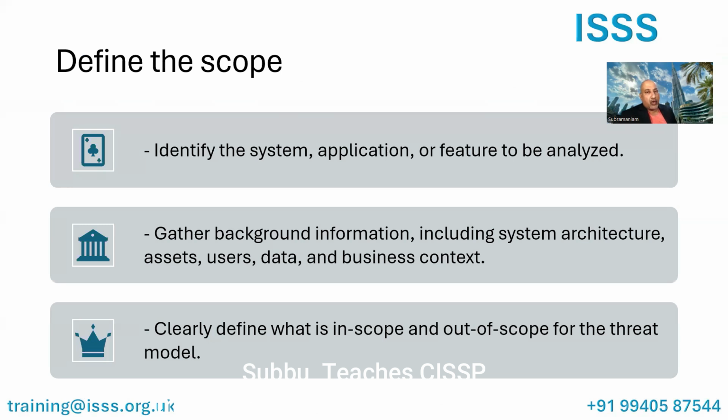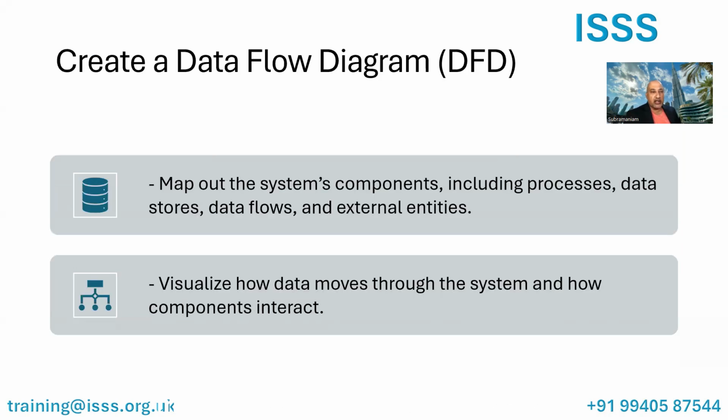So first thing is defining the scope, the scope of analysis. Usually it's like a card data environment, where the personal data is in transit, personal data is in use, and personal data is at rest. Or rather, sensitive data is in use, sensitive data is at rest, and sensitive data is in transit. So that comes under the scope. Gather the background information: system architecture, security architecture, assets, who are the users accessing it, what are the exact data and the business context for using the data. Clearly define what is in scope and what is outside scope.